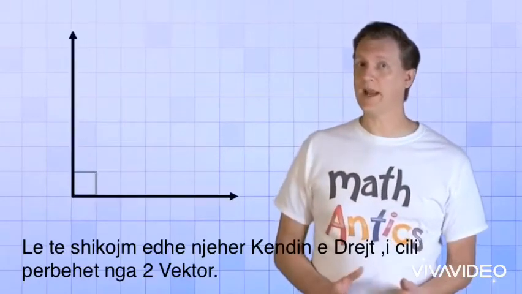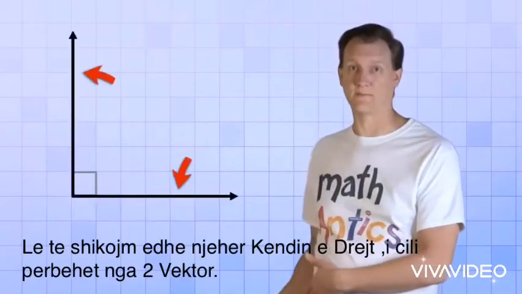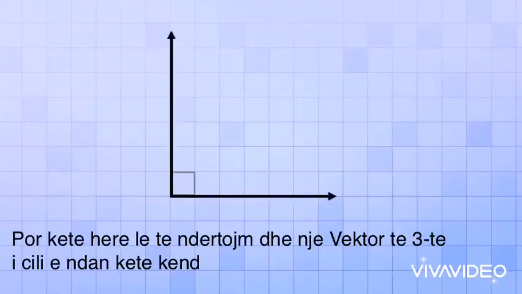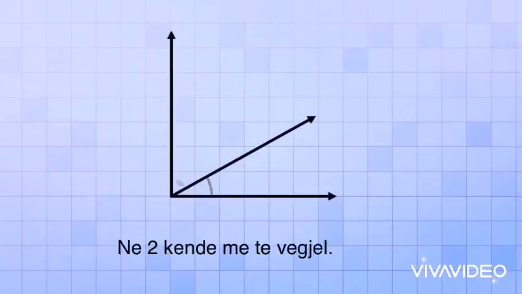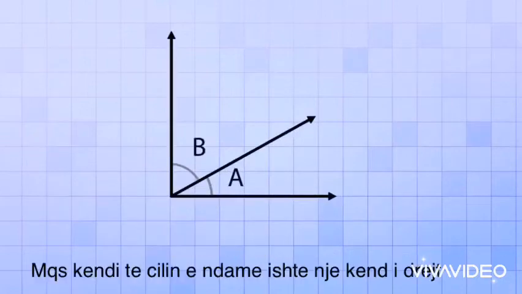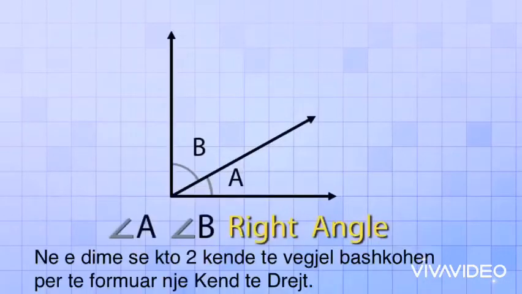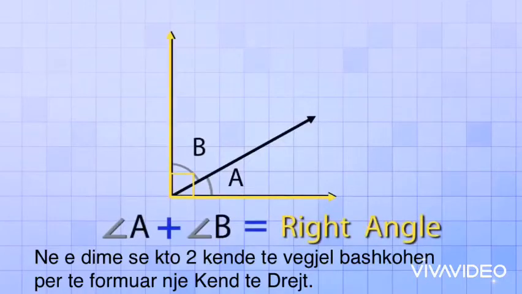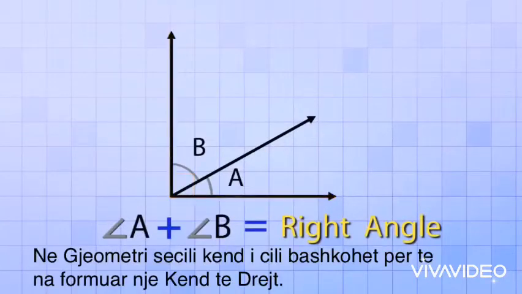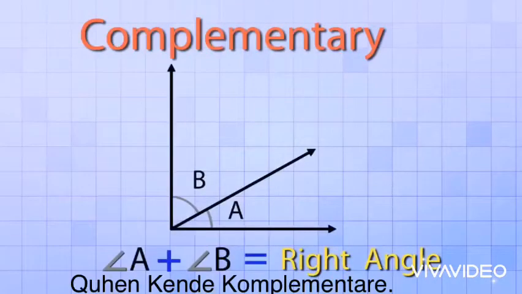Let's look at our simple right angle again that's made from two rays. But this time, let's draw a third ray that cuts that right angle into two smaller parts. Now, because the angle that we divided up was a right angle, we know that the two smaller angles combine to form a right angle. And in geometry, any two angles that combine to form a right angle are called complementary angles.